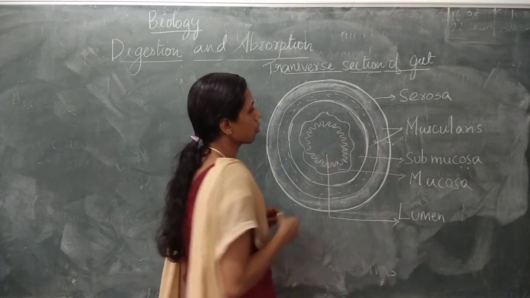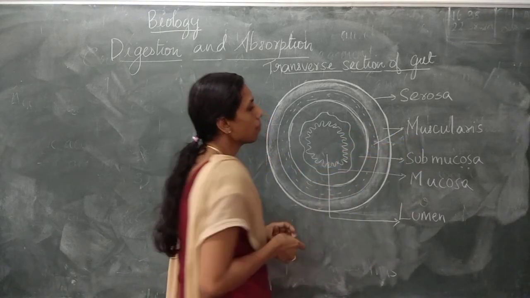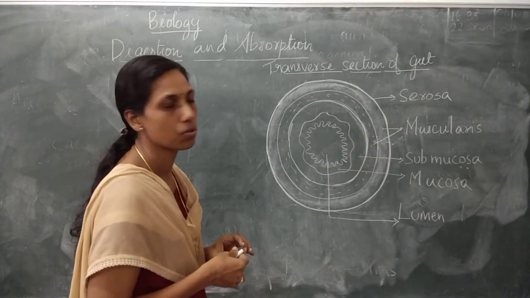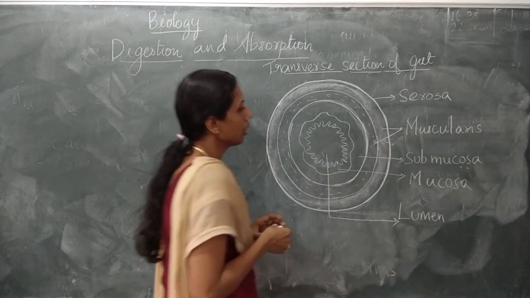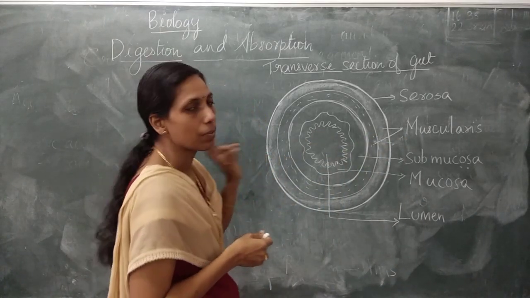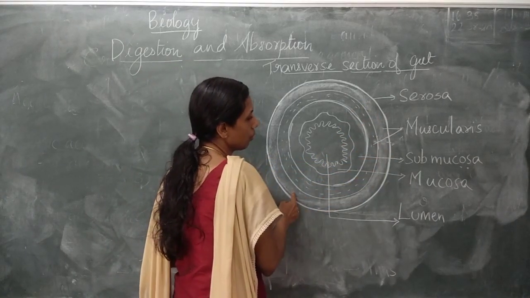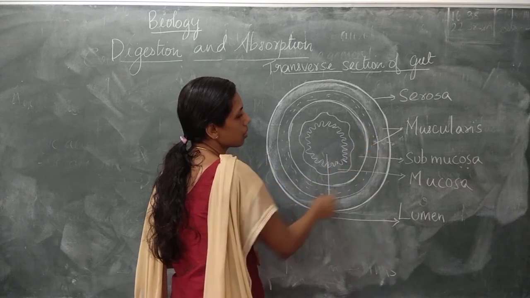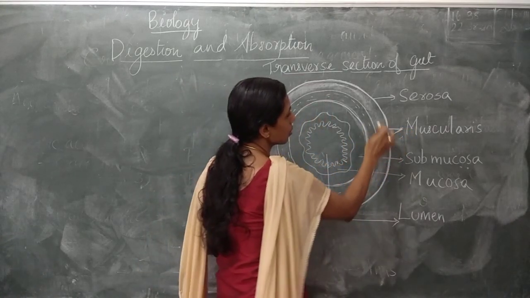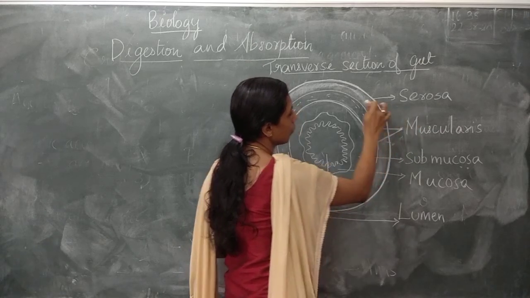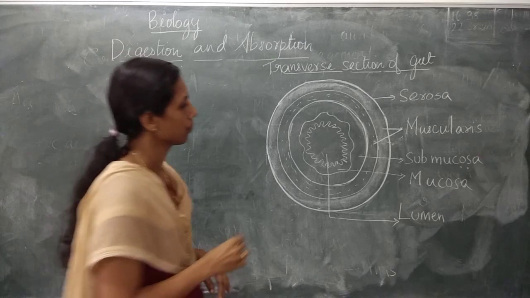And inner to the serosa, we find two layers. That layer is called the muscularis. So the second layer of the wall of the alimentary canal is called the muscularis. It is made up of two types of muscles. The outer ones are called the longitudinal muscles, and the inner ones are circular muscles. So I have labeled it like this, muscularis. This is the outer longitudinal muscle. This consists of inner circular muscles.